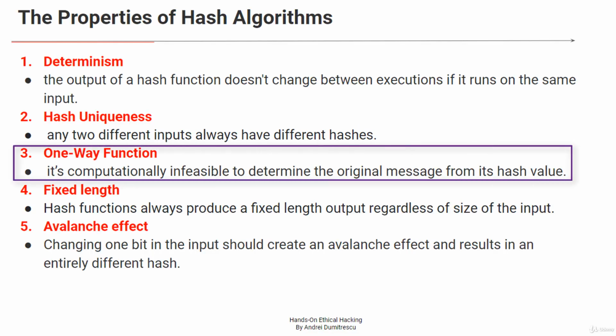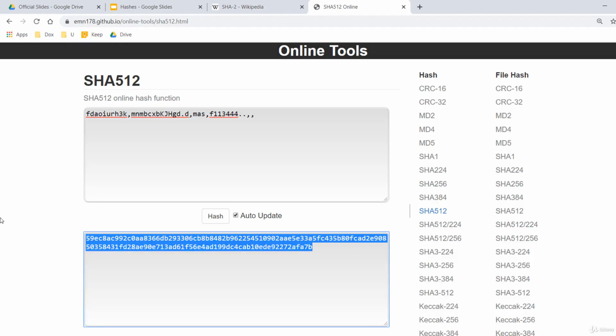A hash function is one way, meaning that it's computationally infeasible to determine the original message from its hash value. Hashes work based on an irreversible mathematical transformation. In other words, given a hash, it would be impossible or extremely difficult to determine the deterministic steps taken to reproduce the input of that hash. Look at this hash. There is no way, no matter how much computational power you possess, to find the file or the text that has produced this hash.